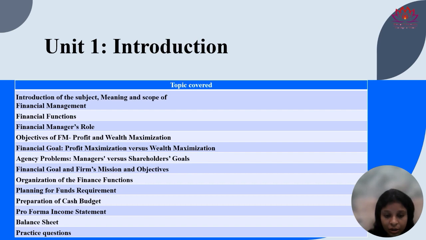Unit 1 is the introduction, which tells you the meaning and scope of financial management, the financial functions, and the financial manager's roles. It also discusses the objectives of financial management, whether it is profit maximization or wealth maximization. It discusses the financial goals and the agency problem between the managers' and shareholders' goals. It also discusses the financial goals and the firm's missions and objectives, organization of the finance functions, planning for fund requirement, preparation of the cash budget, pro forma income statement, balance sheet, and we will be doing some practice questions as well.